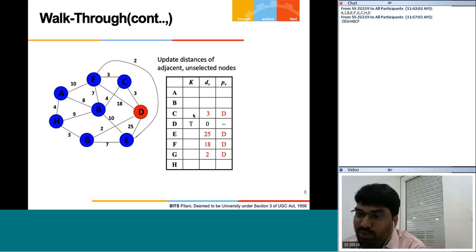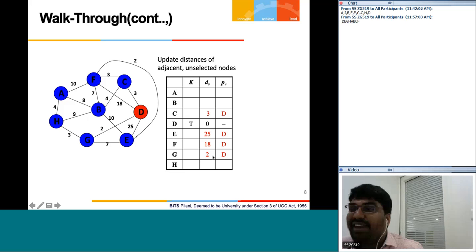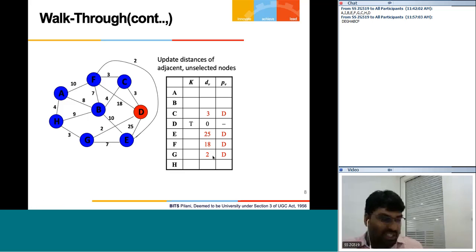Okay. Now I can travel from D to C, D to E, D to F, D to G. That's clear, right? Then you see, from D to C, I have to spend 3 rupees. No alphabetic order here. That's the problem here. From D to E, I am going to spend 25. E to F 18. D to G, it's 2. In the greedy approach, I will always take the minimal cost. So what is the minimal cost here? G. I am going to choose G. So next I have decided from D to G I am going to travel.